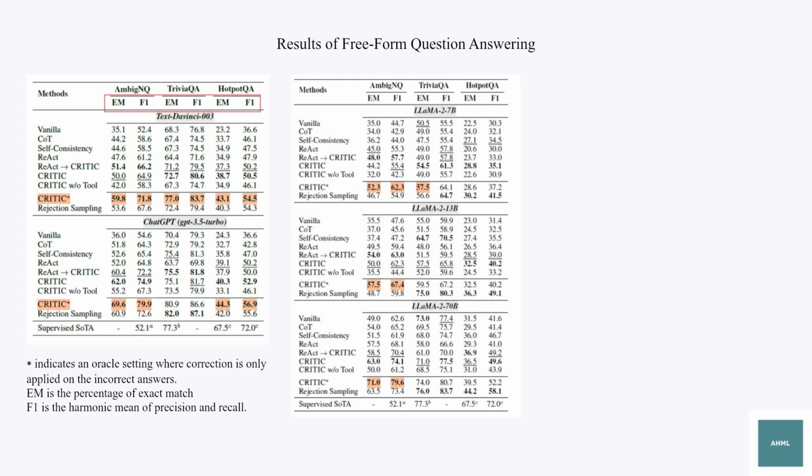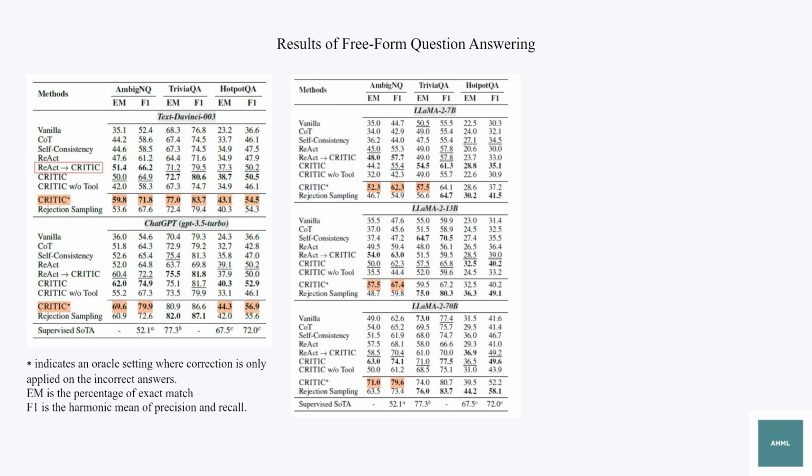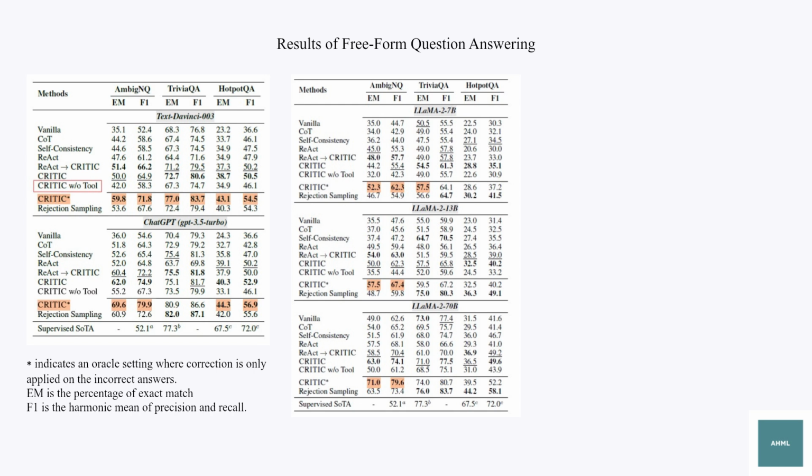The baselines include vanilla few-shot prompting, chain of thought prompting, self-consistency, and ReAct, which is a retrieval-augmented method. The researchers tweaked these methods for the ablation study. For example, the ReAct to CRITIC method uses ReAct to generate the initial result. CRITIC without tool removes the tool calls and uses only the LLMs to generate evidence without changing the prompt. Other baselines such as rejection sampling are also included in this study.